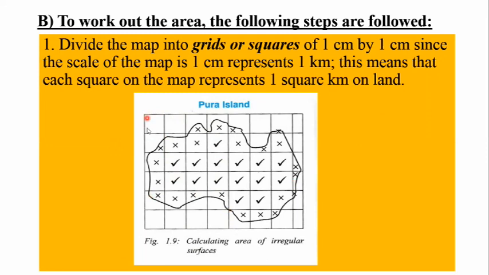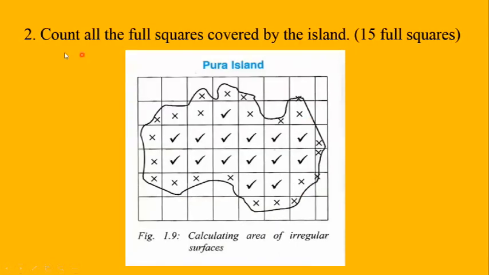So when you make the drawing, the lines like this, you made the grids all through, the ones going down, that is the vertical, and the ones that are horizontal. After you finish, now you start counting the squares that are covered by the feature. So how do you count? Number 2, count all the full squares covered by the island. We are talking of full squares.